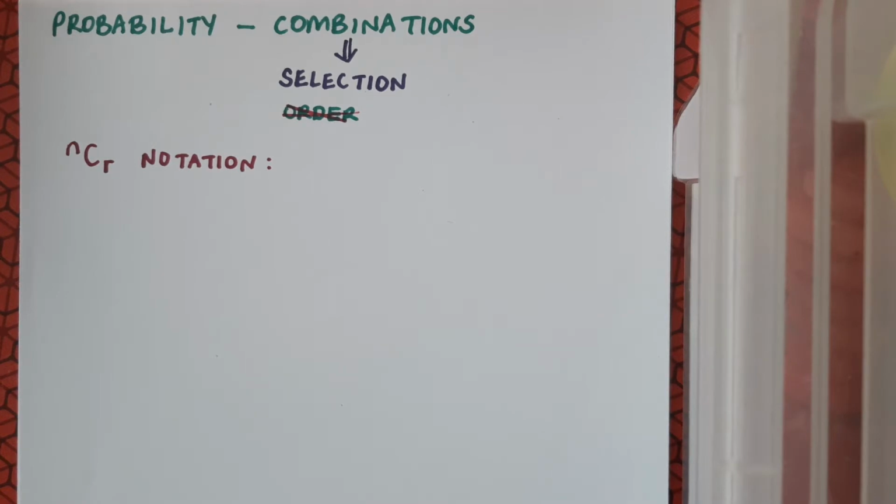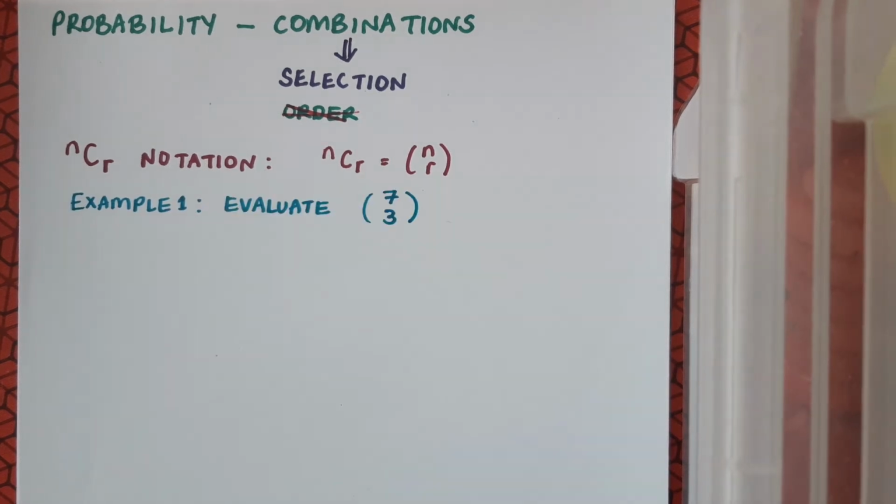Before we get into word questions about combinations though, let's stop for a moment to look at nCr notation. We've come across this previously with binomial expansions, so you should remember that nCr can also be written as n and r in brackets. Let's remind ourselves how to evaluate nCr questions. Here's example 1. Evaluate 7 choose 3.